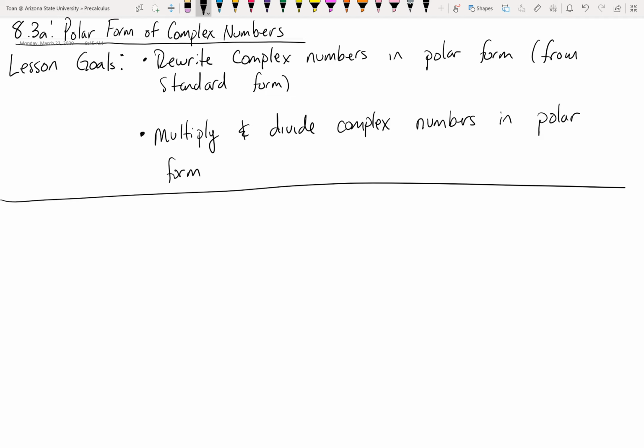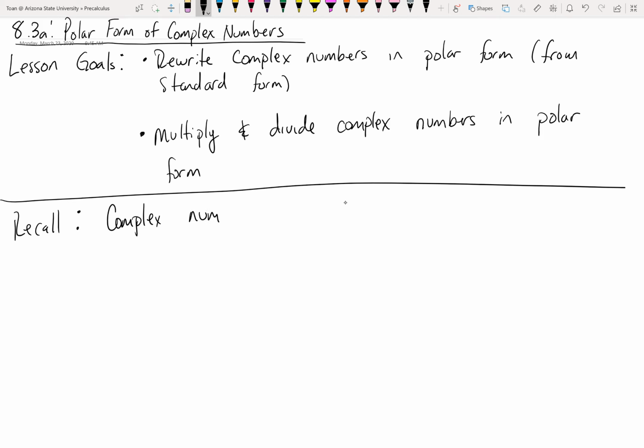By the end of today, we should be able to rewrite complex numbers into polar form, also known as trig form. And one thing that we can do to complex numbers when they're in these forms is to multiply and divide a lot easier. So let's refresh our memories on what complex numbers are.